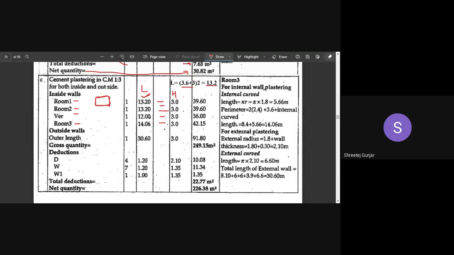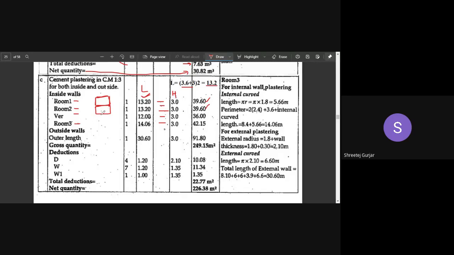Then moving on to room 2, similarly for room 2 you need to calculate the inside perimeter. Since room 1 and room 2 are similar in dimensions, the length and height will be the same and the quantity will also be the same.